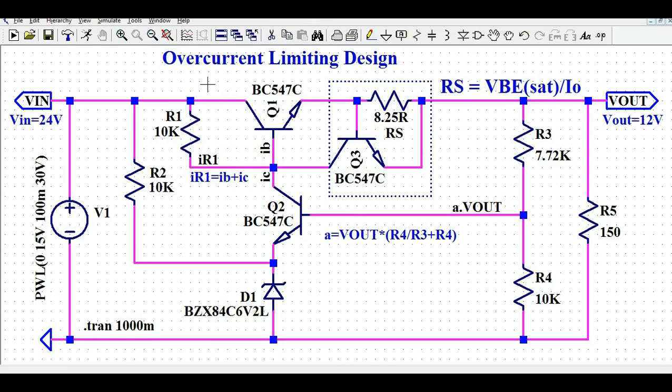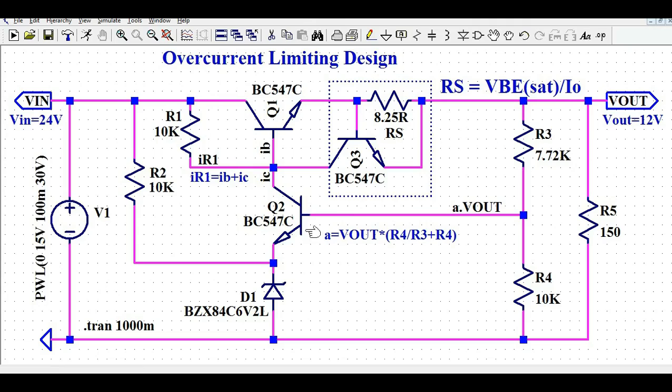So in the last video I explained the design of a linear regulator using some discrete components. In this video I'm using the same circuit that I used to design the linear regulator. If you haven't watched that video, I highly recommend you go and watch it first so that you will understand how I'm designing the overcurrent limiting circuit for your linear regulator.